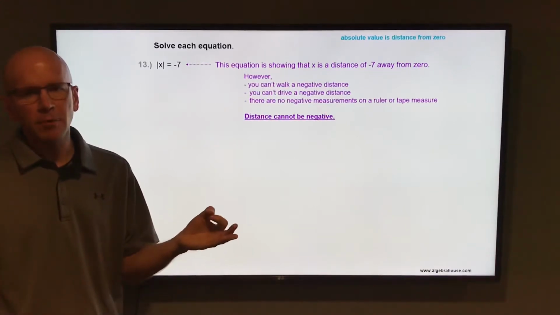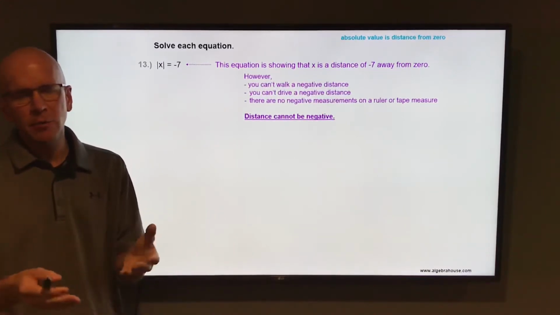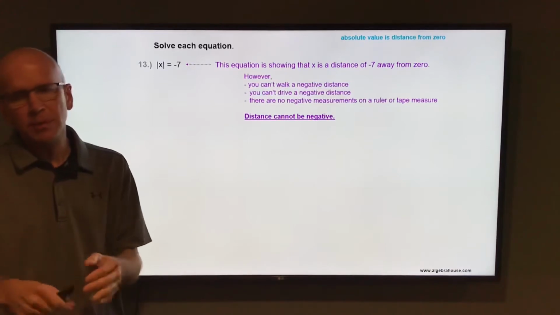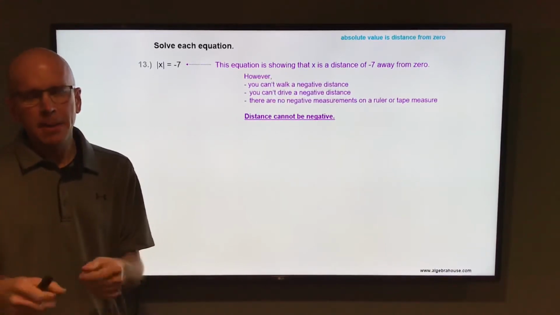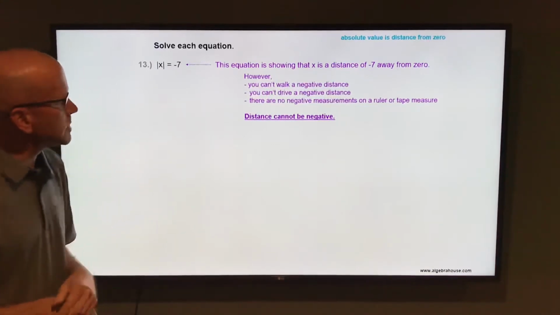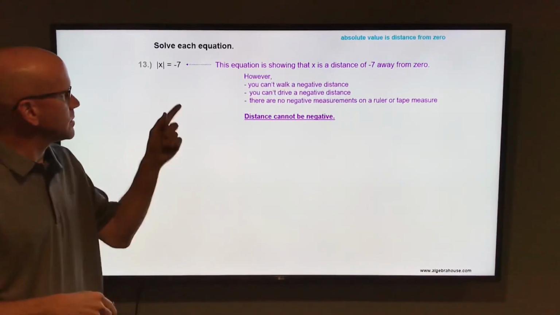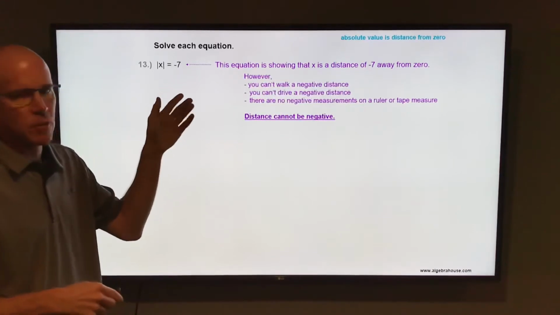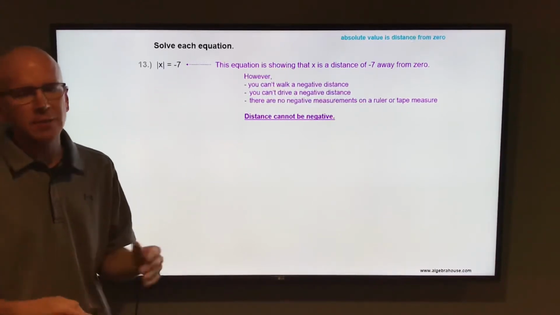Or talking about football, if you lost 10 yards, you might represent that on paper as a negative 10, but if you measure it, it's still going to be 10 yards. So distance cannot be negative. So saying that the absolute value of x equals negative 7, or the distance that x is from 0 is negative 7, is not possible.